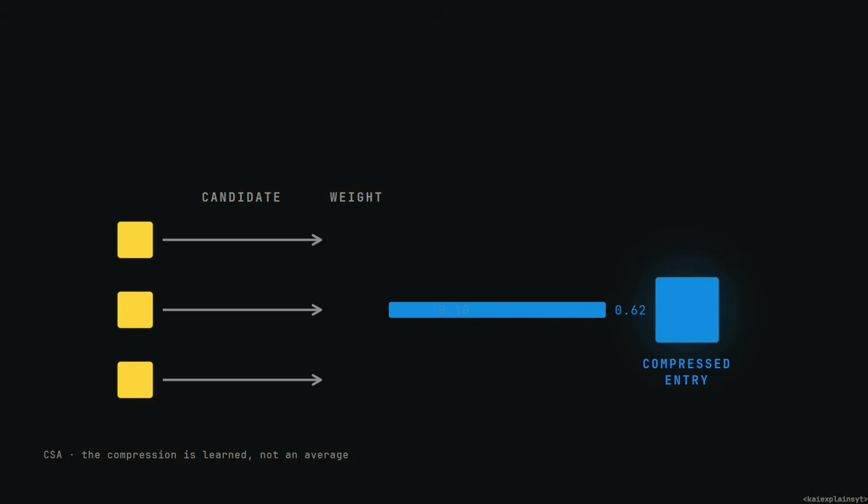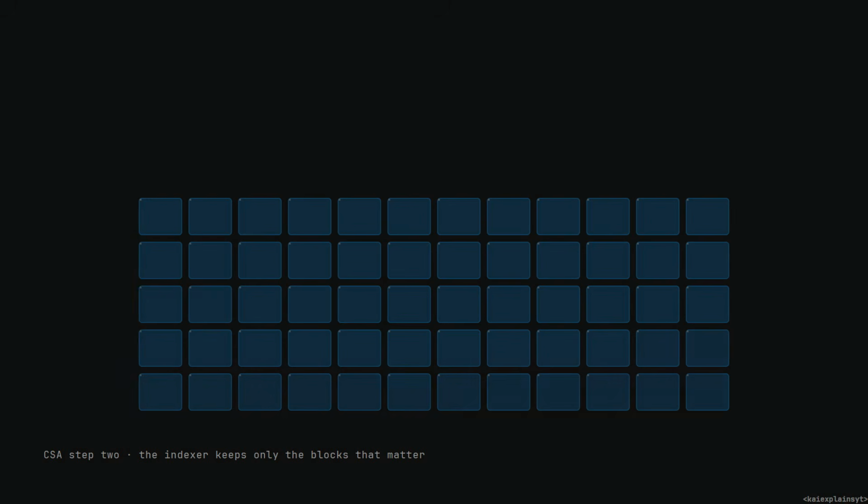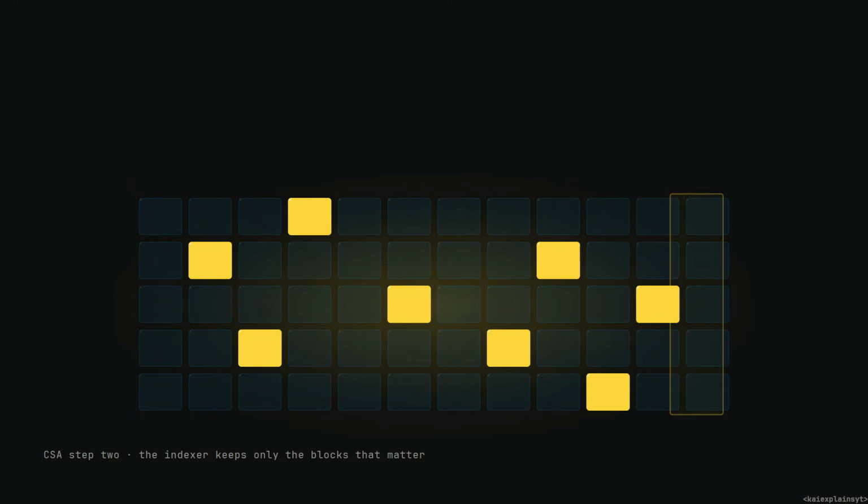Even at 4x compression, a million token cache is still large, so CSA adds a second step. A lightweight indexer scans the compressed memory and picks only the blocks most likely to matter for the current query. The model attends to those rather than to everything. That's CSA: compression, plus selective retrieval.